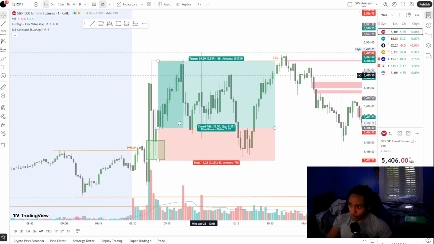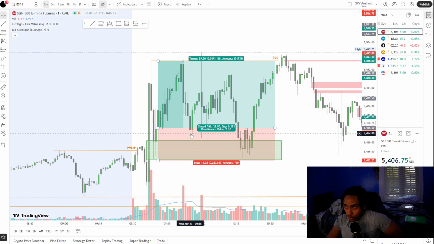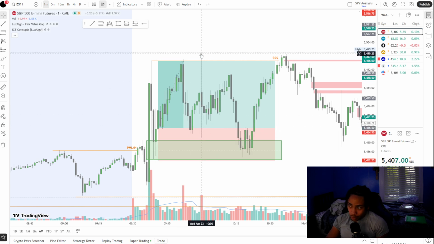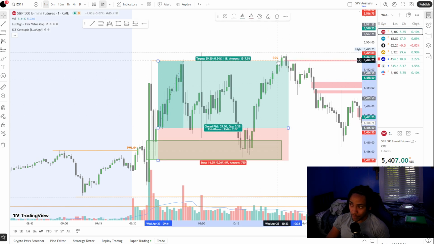If you look at the bigger picture, with this strategy, price hit our profit, came back to our entry, hit profit again, but to be fair, this was news. You could tell by the wick this was news, so it doesn't really count. But price continued to come up a little bit. Price taps back into our fair value gap, and what do we see price do? Hit our take profit again.